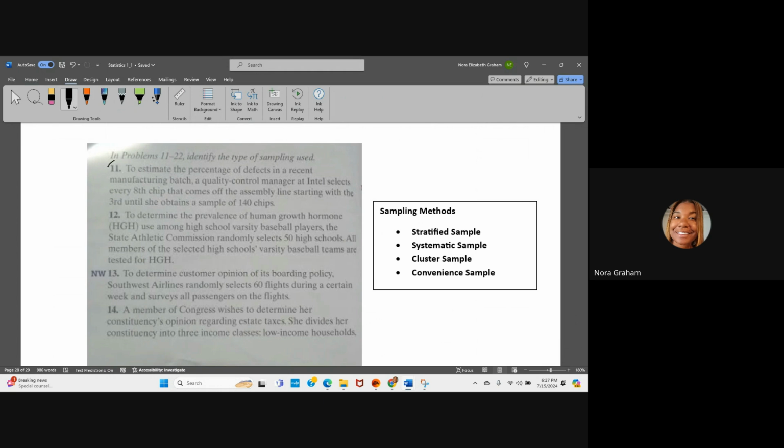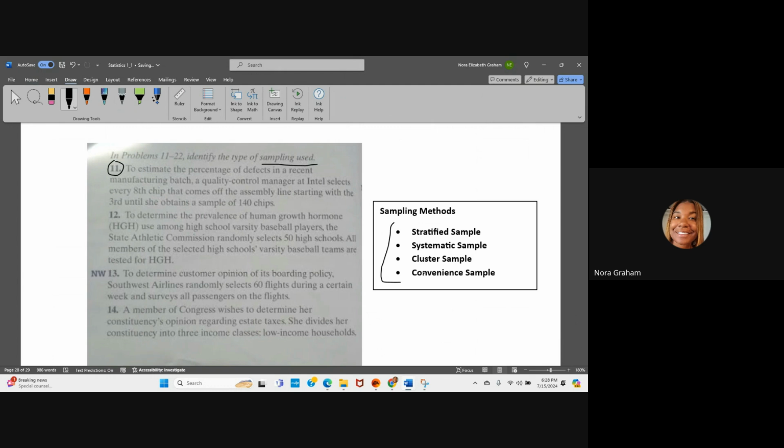So for 11, let's first identify what they're asking of us, okay? They're asking us to identify the type of sampling used. In statistics, these are the 4 types of sampling that are commonly used: stratified sampling, which I went over in my past video, systematic sampling, cluster sampling, and then convenience sampling, right? If you need review on those, look at my past video.